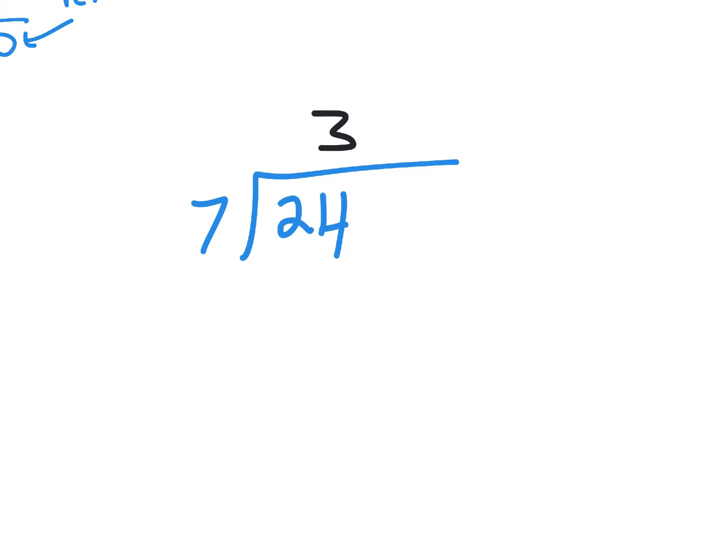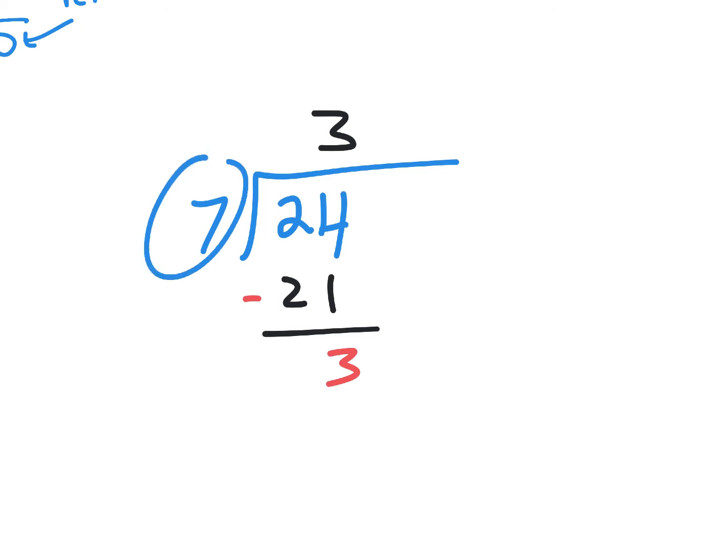So we went 3 here, and this is 21. You drew a line. Opposite. So it's 3, remainder 3. Does that make sense to you? Okay. Now what does this mean?